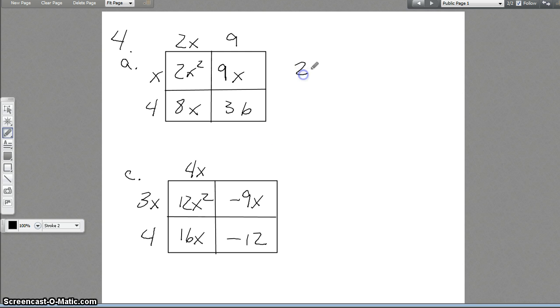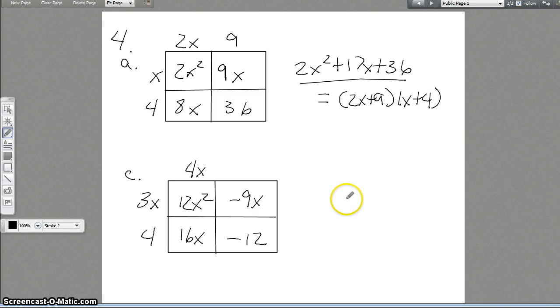Please do not just write 2x squared plus 17x plus 36. That's only half of what it asked for. It asked for this polynomial in simplest form, which is what this is, but it also asks for the answer as the product of two binomials. So you need to write the polynomial, and then you need to say that it equals 2x plus 9 times x plus 4. If you do not write both forms, then you have not finished the problem.